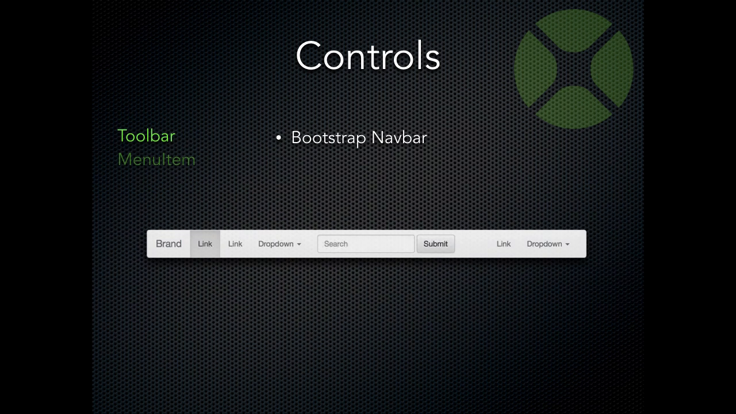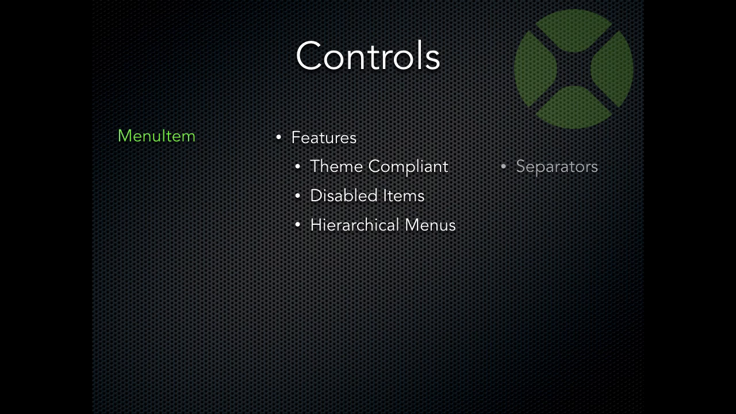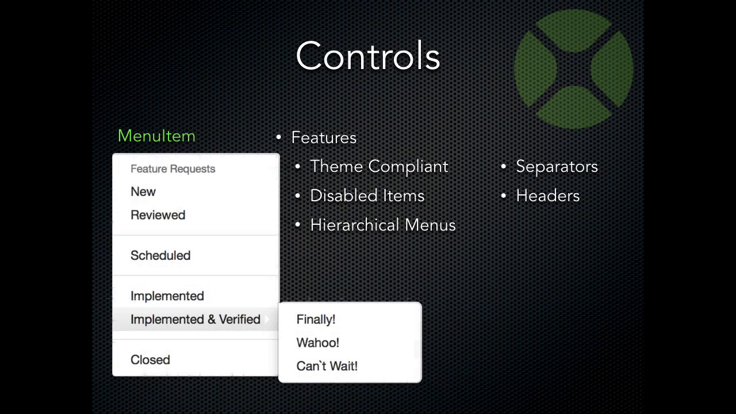We've built an all-new toolbar based on the Bootstrap navbar. And while not a control in and of itself, Web Menu Item has been redesigned from the ground up to match the look and feel of your application. They will be theme compliant and support disabled items, icons, separators, headers, and even be hierarchical. They'll be used in pop-up menus, combo boxes, toolbar menu items, and contextual menus.